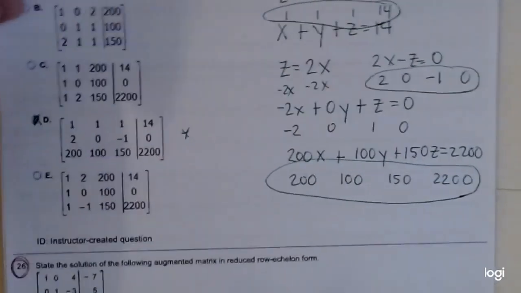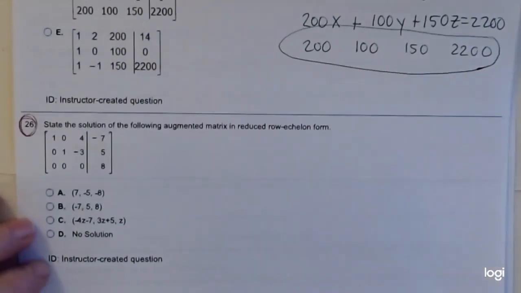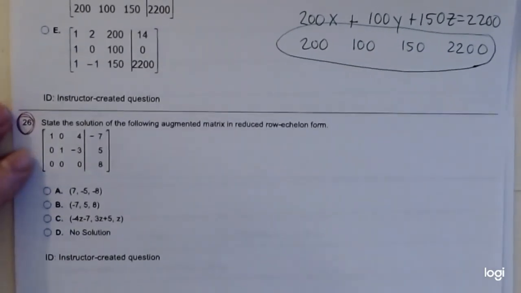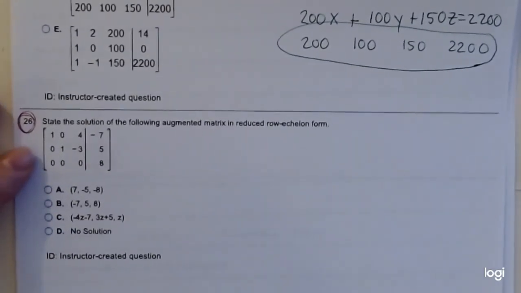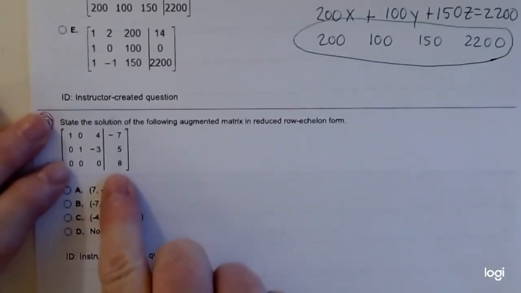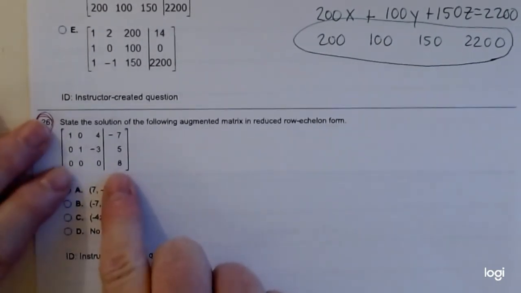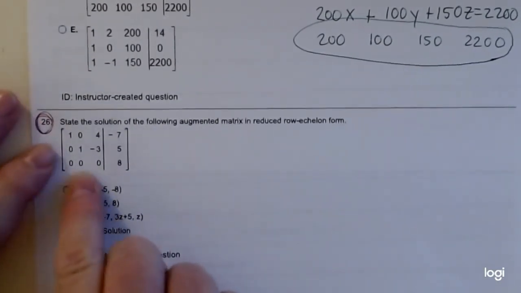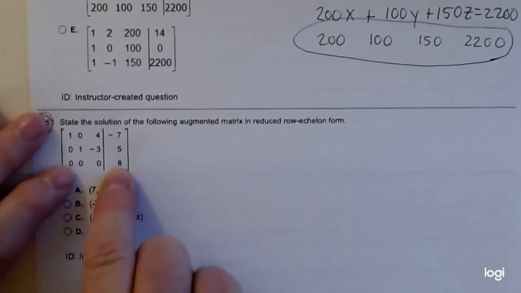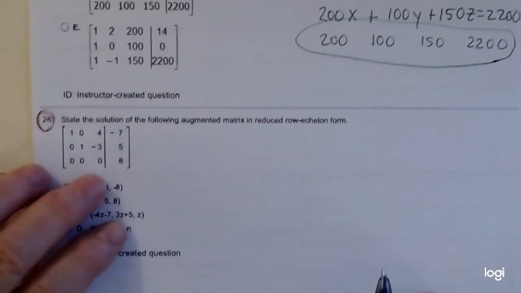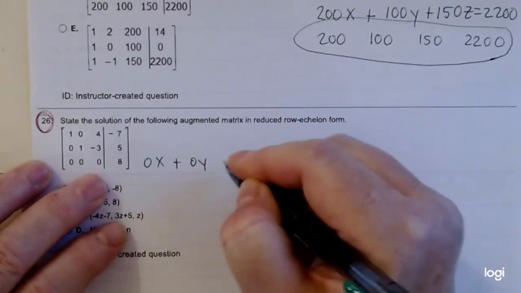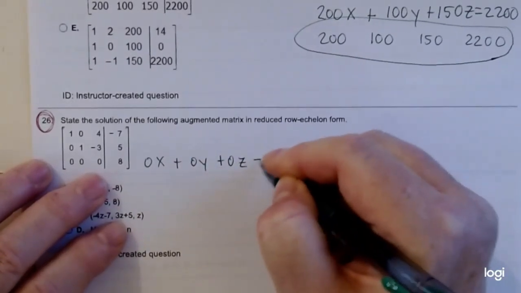The last question we're going to go over, number 26, and this is the last one on the review. State the solution of the following augmented matrix in reduced row echelon form. So this is in the form that we want, but we're going to look at this for the solution. The key here is that we have the bottom row has nothing. These are all zeros, but this is not 0. So basically what this matrix is saying is that 0x plus 0y plus 0z is equal to 8.